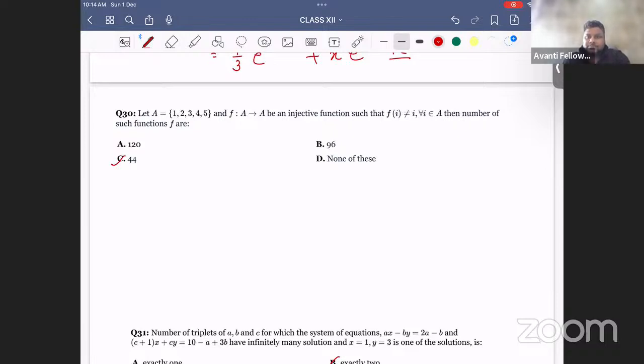The question is, A is {1, 2, 3, 4, 5}. Let f from A to A be an injective function, that is a one-one function, such that f(i) is not equal to i. That means f(1) is not equal to 1, f(2) is not equal to 2, f(3) is not equal to 3, f(4) is not equal to 4, and f(5) is not equal to 5. First of all, not just injective, it will be a bijective function because 5 elements are going to have 5 images. Got it? So simply what we do, we will do derangement.